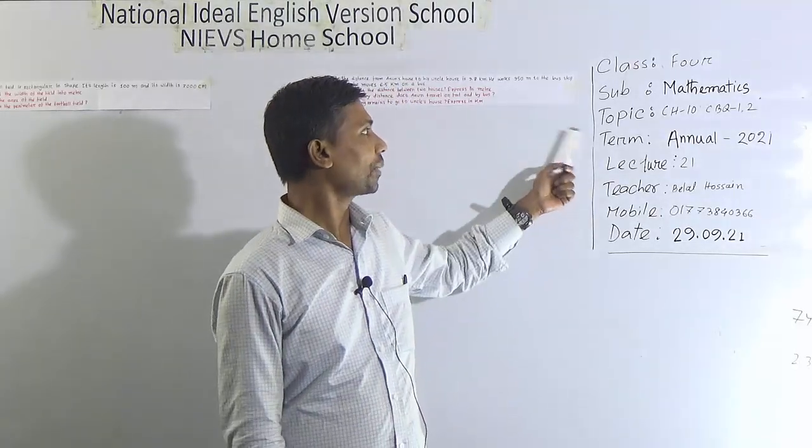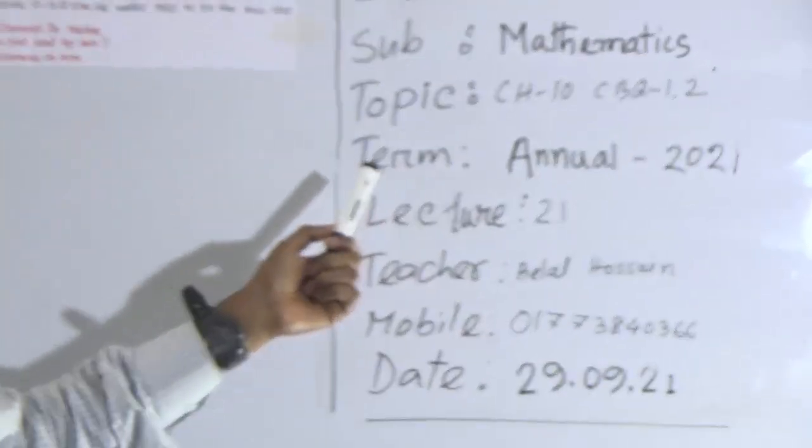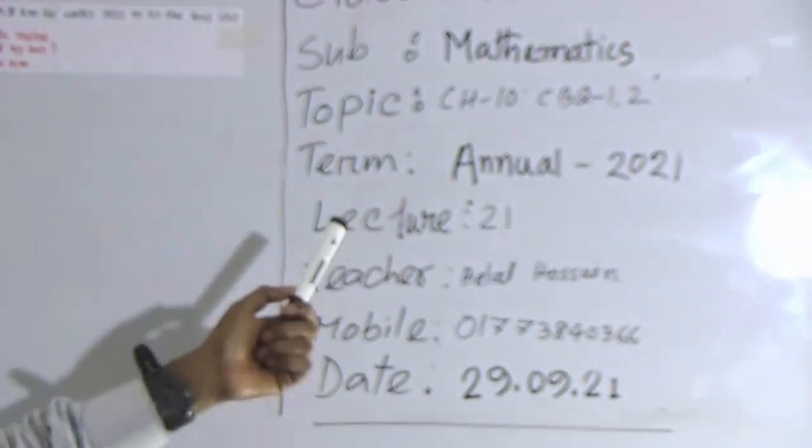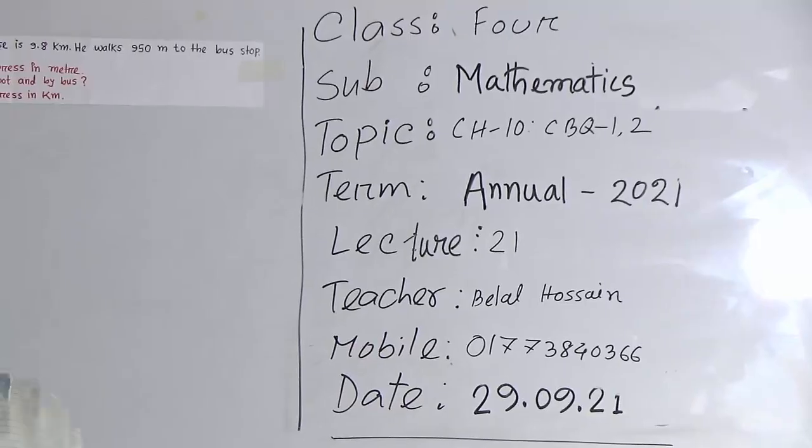Student, today our topic is Chapter 10, CBQ 1 and 2, Lecture Number 21. Okay, at first we will read the questions.